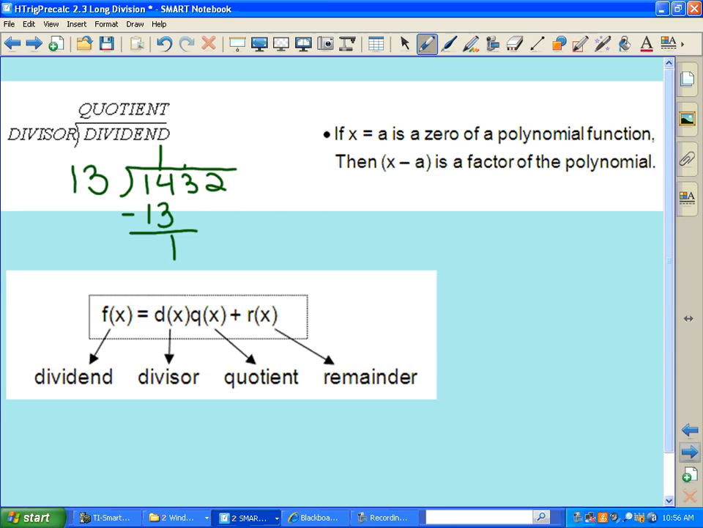Then you bring down the 3, and then you bring down the next number. Same thing. How many times does 13 go into 13? It goes in once. 1 times 13 is 13. You subtract, you bring down the next number. So 13 does not go into 2. So then that guy down there, what's that called?